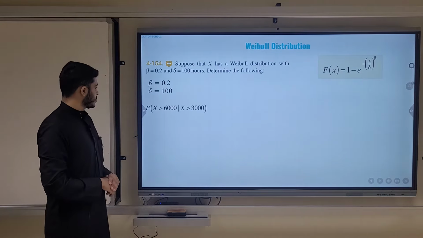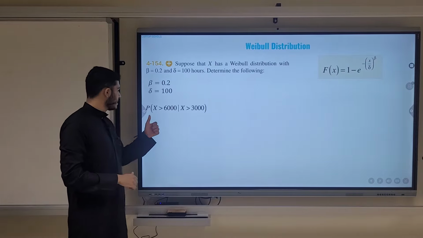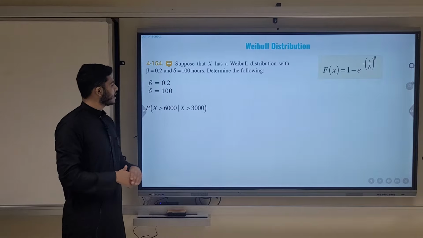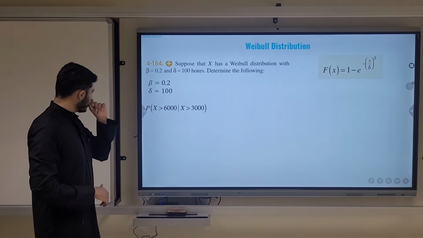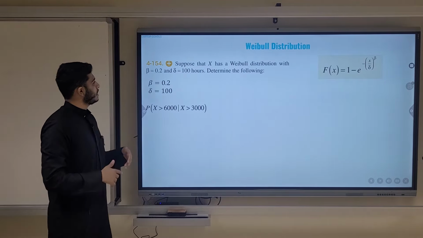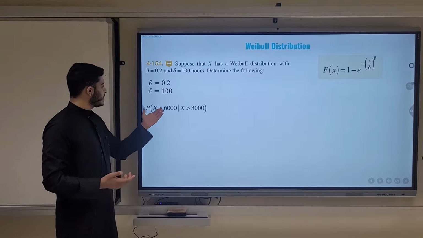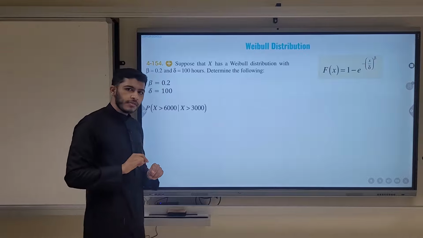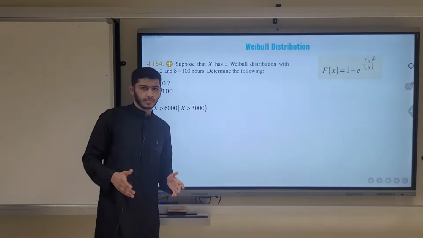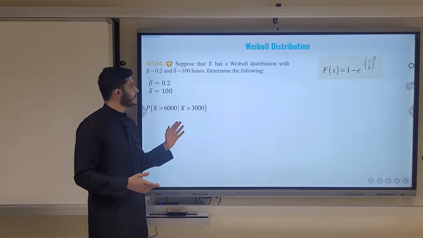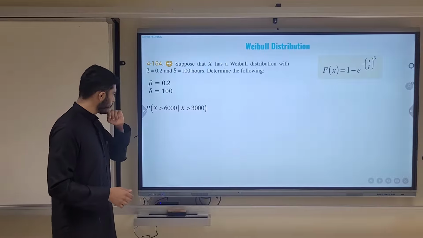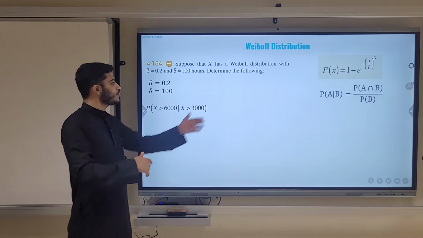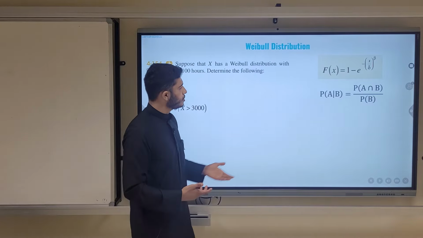So, next question, probability of X greater than 6,000 given that X is greater than 3,000. So, what is the probability that X is going to be greater than 6,000, given that already 3,000 hours have passed, or 3,000 of whatever measurement this is has passed. So to solve this, we need to know the conditional equation.